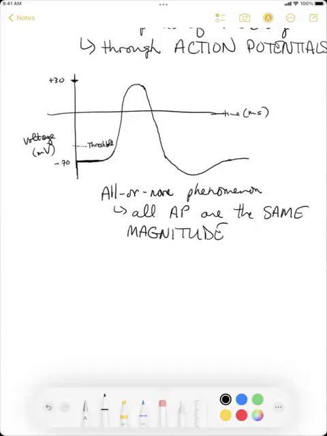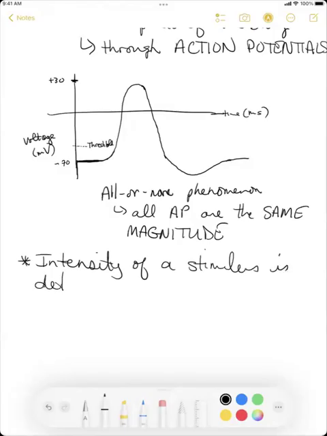And there's a very important way that this occurs. The intensity of a stimulus is determined by the frequency of the action potentials. The closer together action potentials are, the stronger the stimulus. The further apart they are, the weaker the stimulus, by the frequency.